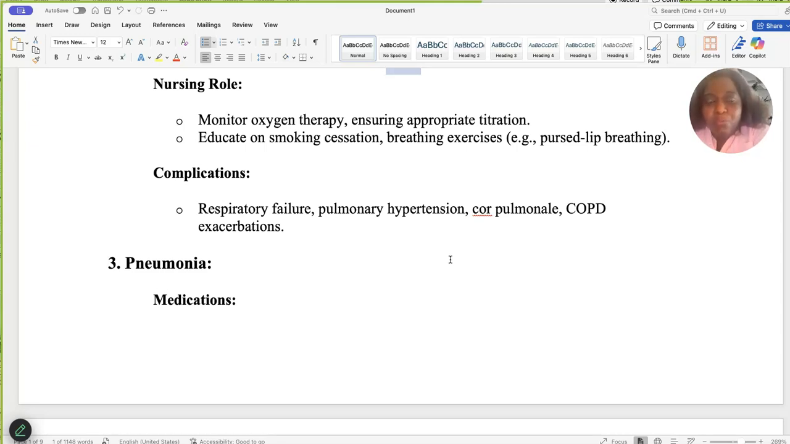Now, what's your role for a patient with COPD? You want to monitor oxygen therapy, ensure appropriate titration, and educate on smoking cessation, which is what got them here to start with. Tell them how to do breathing exercises like pursed-lip breathing. Complications: respiratory failure, pulmonary hypertension, cor pulmonale, COPD exacerbations. These are the complications. You have to know the complications.